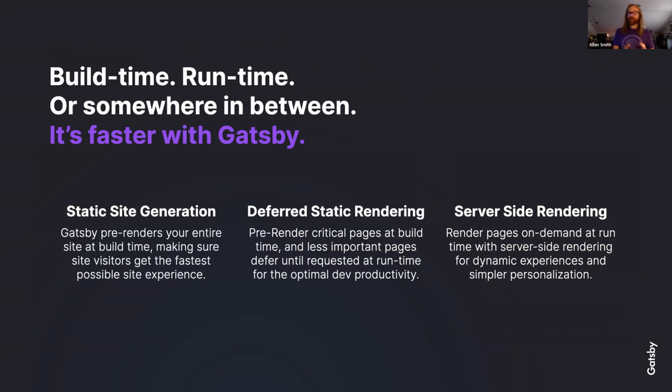We also have this kind of middle ground that we call deferred static rendering or deferred static generation. That's where, instead of building pages at build time, you can take maybe older content, if you have a blog with thousands of pages on it, and defer the build and generation of that content until it's first requested. So that helps speed up your build times on Gatsby Cloud, and it gives you the best of both worlds in a lot of ways. To summarize, Gatsby isn't just about generating static content. We offer a number of different ways to render your content.